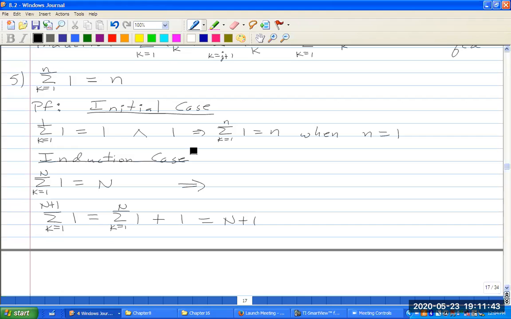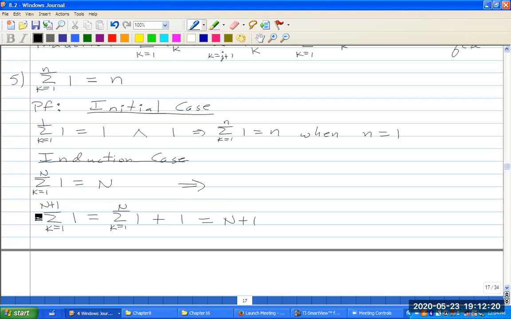Let's do induction. And so the induction case is assume that the sum k equaling 1 to capital N of 1 is equal to n. Then I want to show that this works for n when I replace n by n plus 1. So let's do the sum k equaling 1 to n plus 1 of 1. That's the same as the sum k equaling 1 to n of 1 plus 1, just writing out the last term. But this, by assumption, is n. So this is equal to n plus 1.